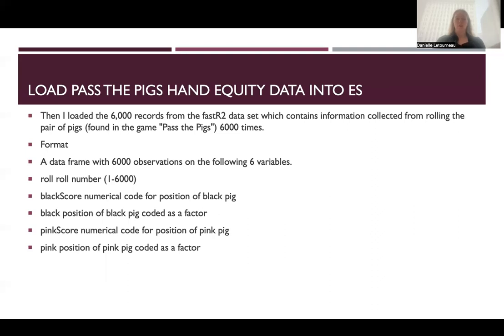It's the format: a data frame with 6,000 observations on the following 6 variables. Roll number 1 to 6,000, black score numerical code for position of black pig, black position of black pig coded as a factor, pink score numerical code for position of pink pig, and pink position of pink pig coded as a factor.